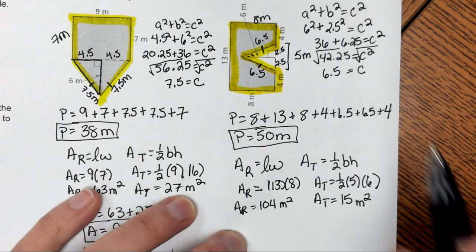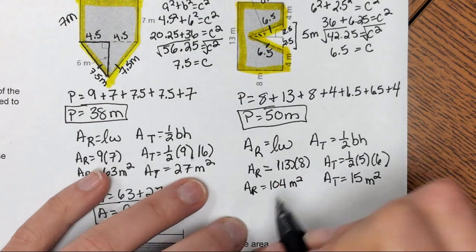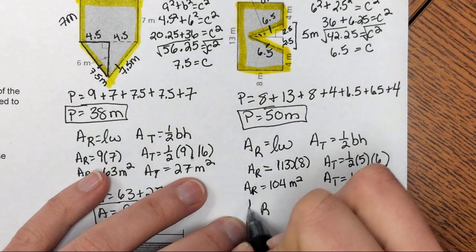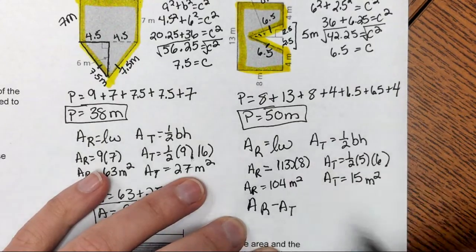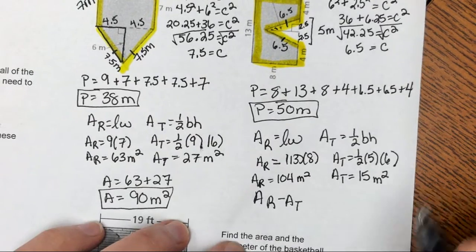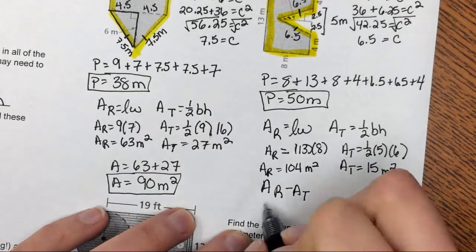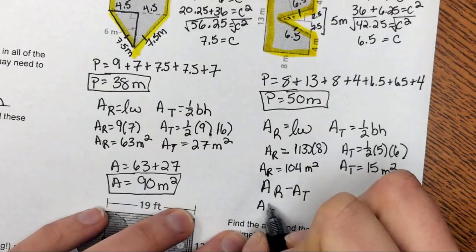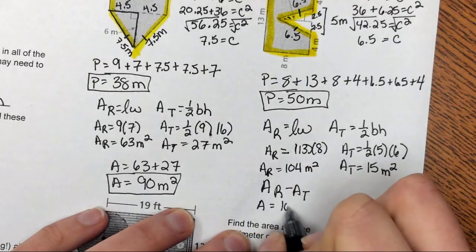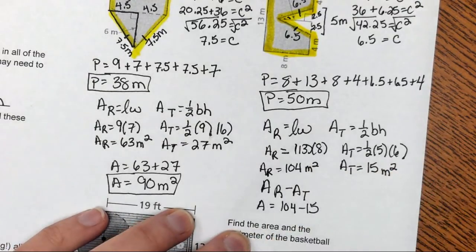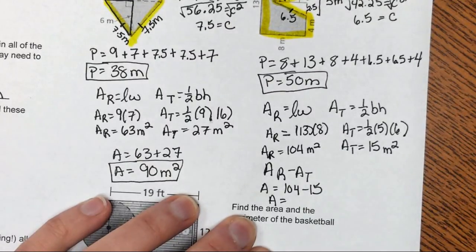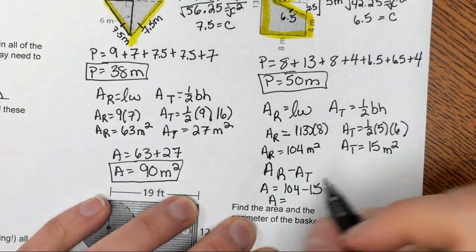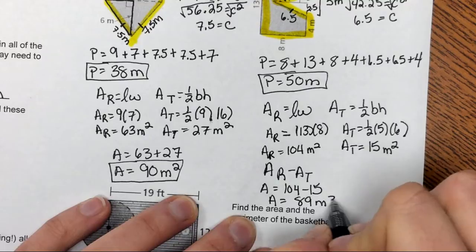So since this is a cutout, the area of the entire shape is going to be the area of the rectangle minus the area of the triangle this time, not adding them together. Again, this is a cutout piece. So I have area is equal to 104 minus 15. So that means my area is going to be 89 meters squared.